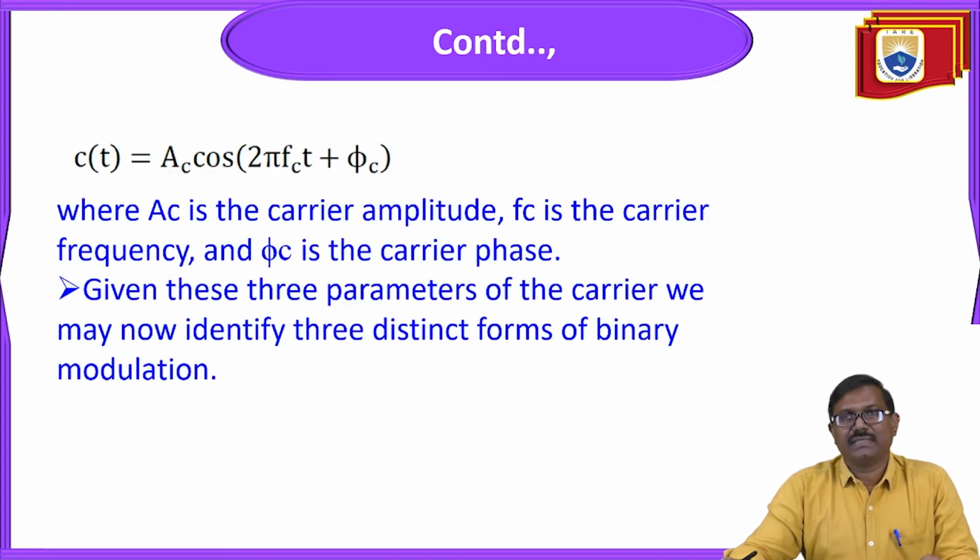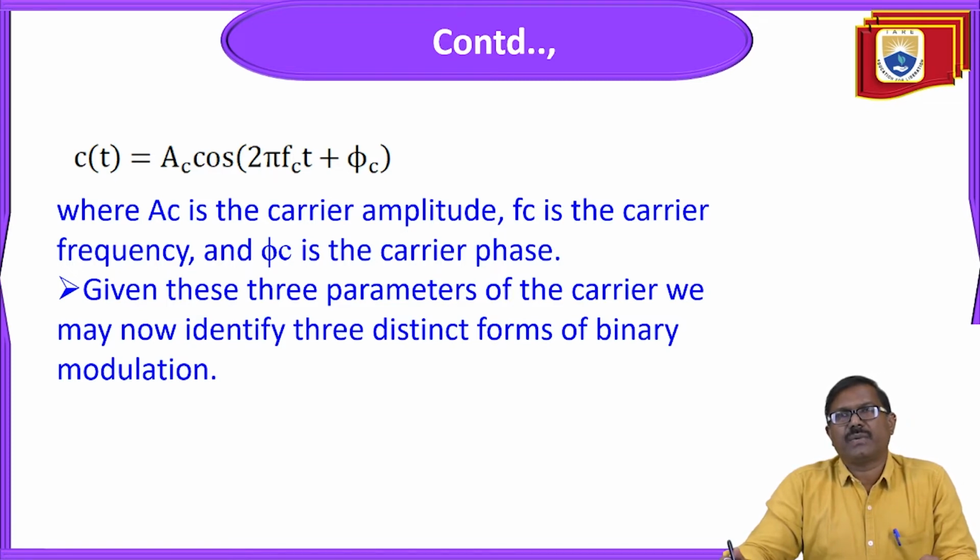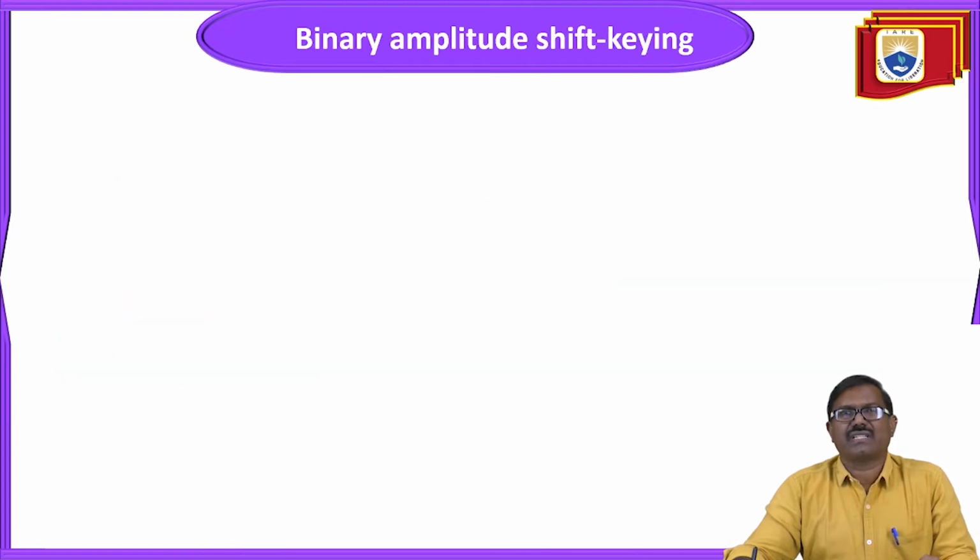So here c(t) is the carrier, which is equal to Ac cos(2 pi fc t + phi c), where Ac is the carrier amplitude, fc is the carrier frequency, and phi c is the carrier phase. Given these three parameters of the carrier, we may now identify three different forms of binary modulation, nothing but ASK, PSK, FSK.